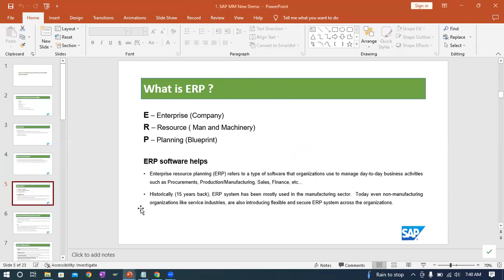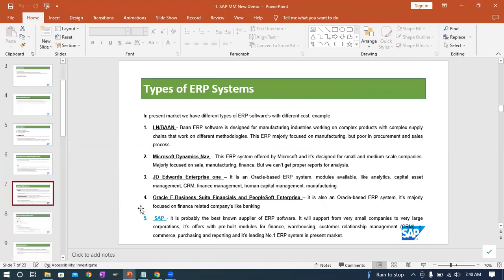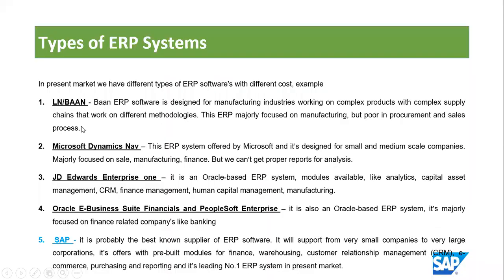Now, what are the different ERP softwares we have in the market? We have ERP softwares like BAAN, Microsoft Dynamics, JD Edwards, Oracle. Then we have SAP. Not only these 5, I have just mentioned them at a high level. We have around 10,000 plus ERP softwares in the market, like Tally, which is a finance ERP software.